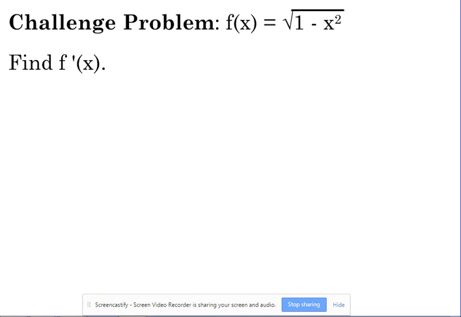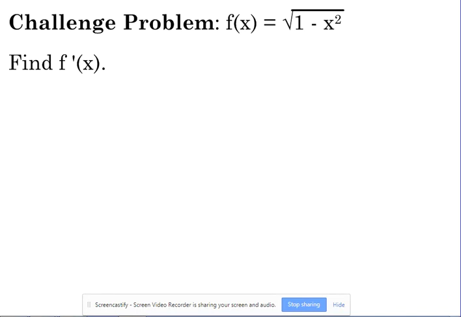Okay, here's a little challenge problem for you. f of x is equal to the square root of 1 minus x squared, and we want to find f prime of x. So you're going to use the limit definition of the derivative, but we're combining a square root function and a polynomial function.